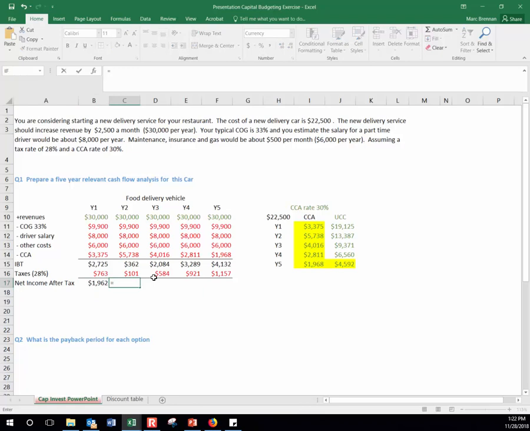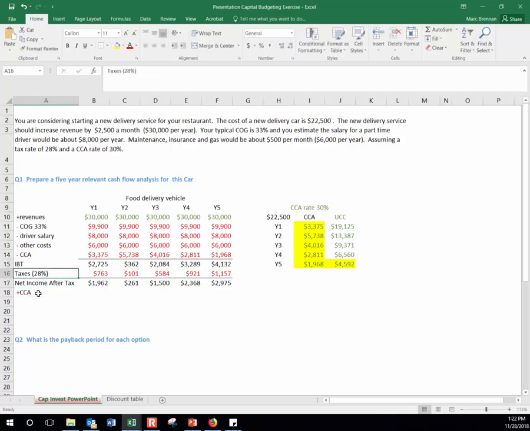And I would continue to go down this line where I go my income before tax minus my taxes, and I would continue along, just subtracting my income before tax minus my taxes. We're not done yet because this is the one that usually catches people.